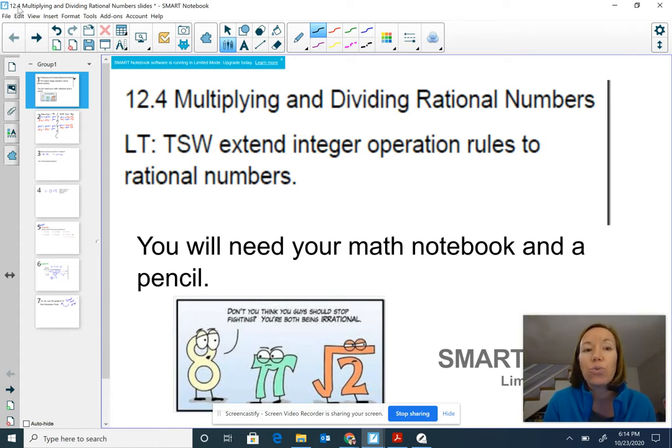Today's lesson is 12.4 on multiplying and dividing rational numbers. This is the last thing we are going to study in this unit. The learning target for today is: the student will extend integer operation rules to rational numbers. As we learned with adding and subtracting, all of those same rules for integers worked with rational numbers. Same with multiplying and dividing.